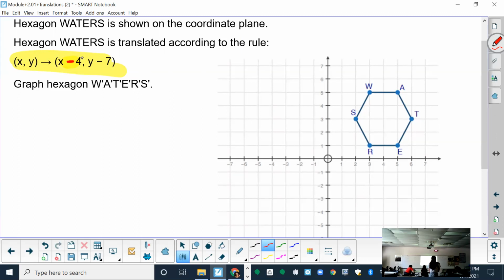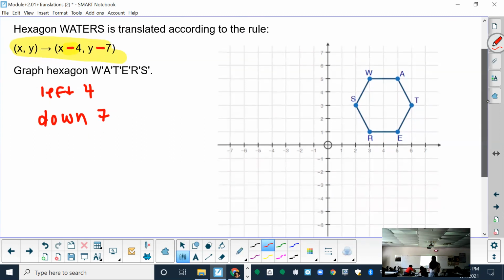So the -4 means we're moving in what direction? So we're going to move left 4 on all of these, and we're going to move up or down 7 for the y. All right, good, because that is negative movement. So we're going down 7.